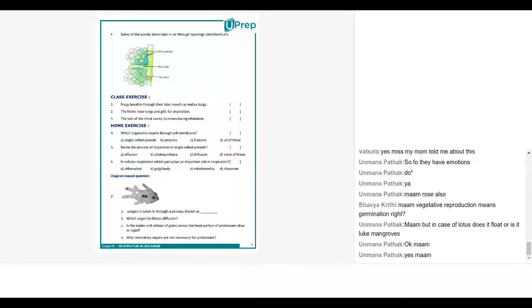Lotus is different. If I may say, I don't know if there is a word called amphibian plants. Mangroves and lotus, are they mesophytes? Yes, ma'am, mesophytes. Okay.